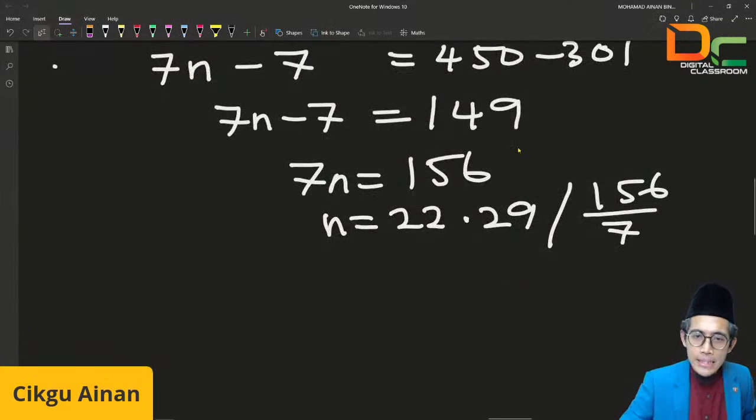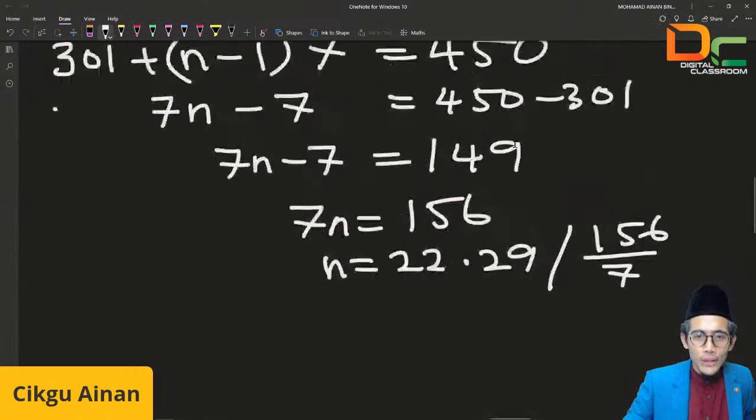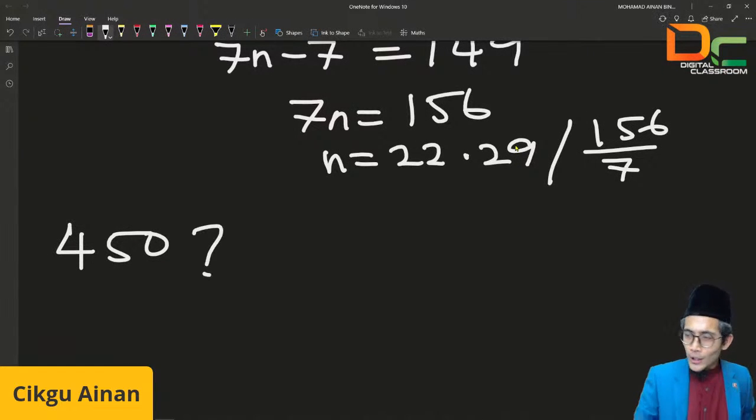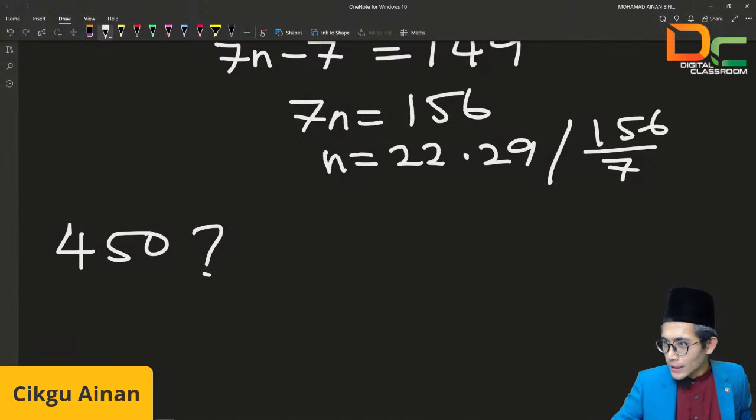What does it mean by this number? Can we locate nombor tadi berapa? 450 ni. 450 ni adalah term yang ke berapa? Boleh ke? Can or cannot? Please respond in the comment. I want to see.